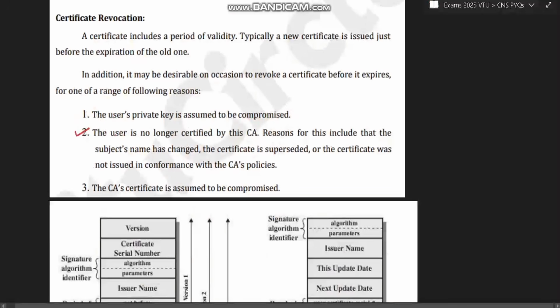Again, it has to be re-registered. The user is no longer certified by the CA. Reasons for this include that the subject name has changed, the certificate is superseded, or the certificate was not issued in conformance with the CA policies. If some policy was not satisfied, that certificate will not be valid anymore. So the CA certificate is assumed to be compromised. Okay, the certificate itself also can be compromised, so that can also be a problem.